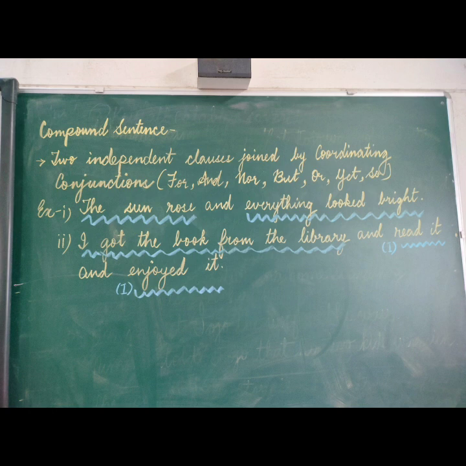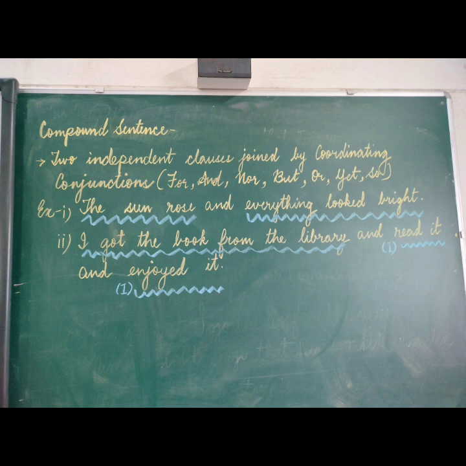Next one: I got the book from the library and read it and enjoyed it. Now there are three main clauses in this. I got the book from the library is the first main clause. Second main clause is I read it. Okay, and when we use and, we have omitted the subject, that is I. So: I got the book from the library and I read it and I enjoyed it. So I read it is the second main clause and I enjoyed it is the third main clause. So there are three main clauses joined by coordinating conjunctions, and other examples are also given in your book.